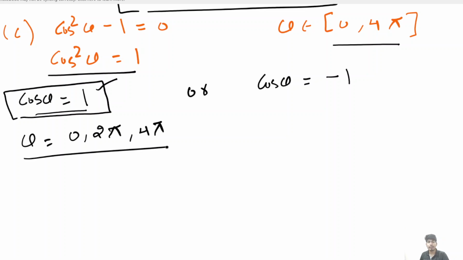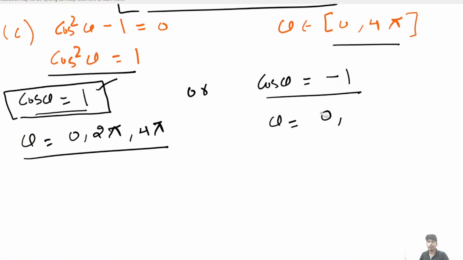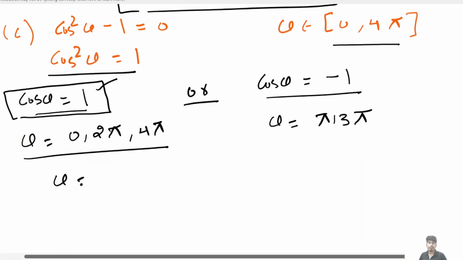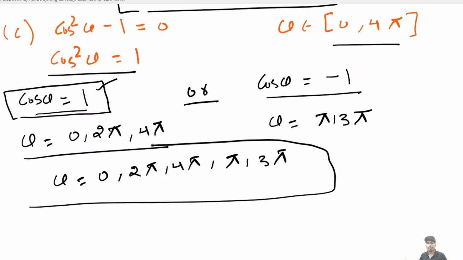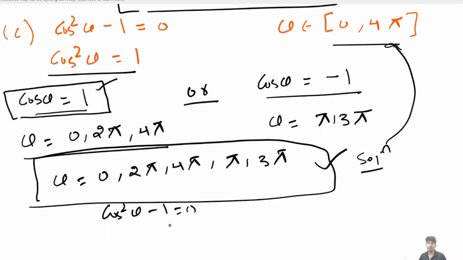Only three possibilities. And for cos theta equal to minus 1, theta can be pi and 3 pi. So theta can be 0, 2 pi, 4 pi, pi and 3 pi. On these values, cos square theta minus 1 is equal to 0. Okay, students. Then this is our solution: the possible values of theta in 0 to 4 pi that satisfy cos square theta minus 1 equal to 0.